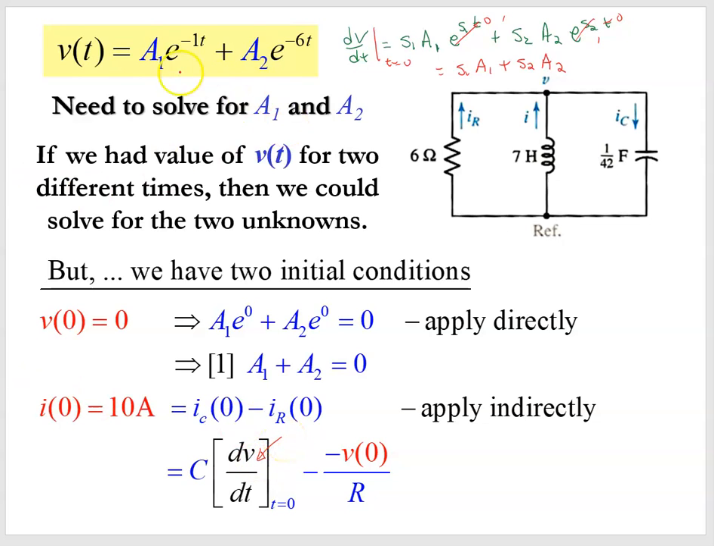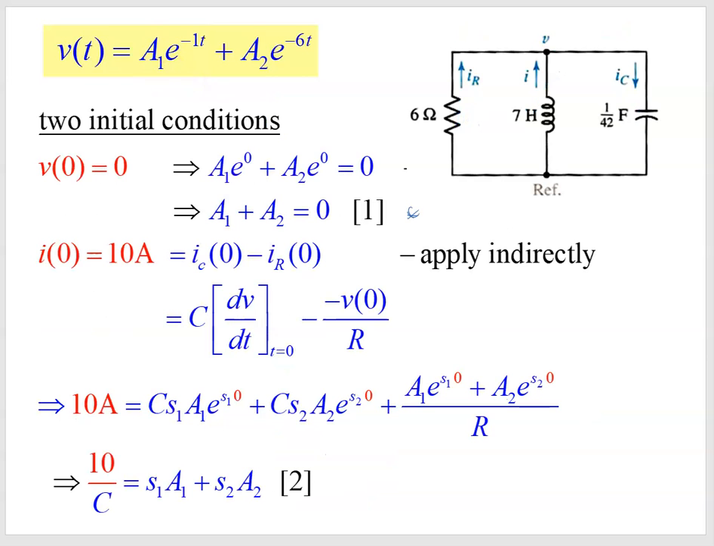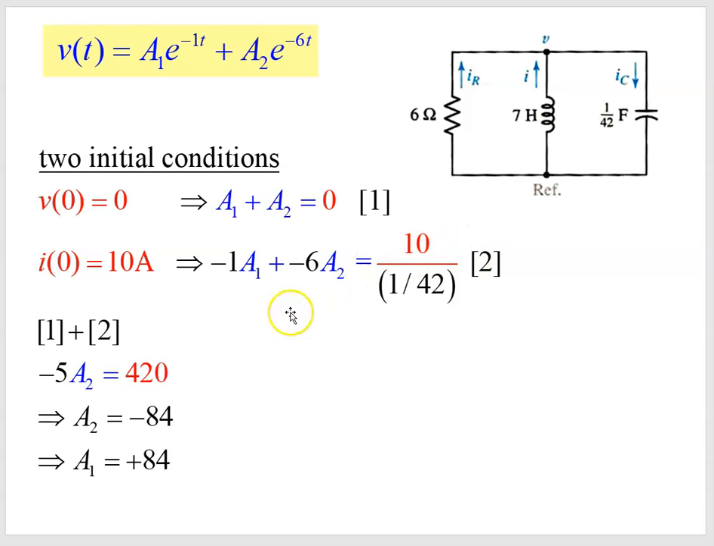We use our voltage function that has the arbitrary constants and the frequencies in there. When we evaluate dV/dt at t equals 0, we get C S1 A1 e to the S1 times 0. In this case, our S1 is negative 1. Then C S2 A2 e to the S2 times 0, where S2 is equal to negative 6, and there's our second equation. So when we plug in for S1, S2, and C, we end up with our two equations: negative A1 minus 6A2, and 10 divided by 1 over 42 gives us 420.